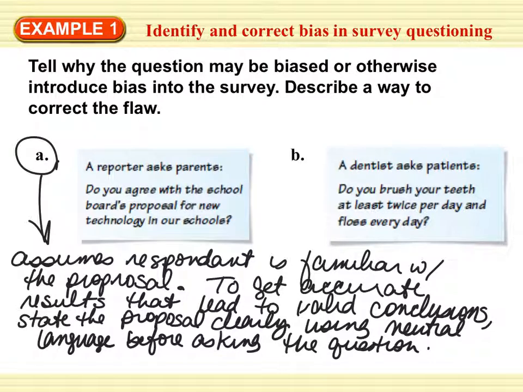It says, do you agree with the school board's proposal for new technology? They could be in favor of new technology, or they'd like, no, get all technology out of the school. To get accurate results that lead to valid conclusions, you need to state the proposal clearly using neutral language before asking the question. Okay, now let's look at B.